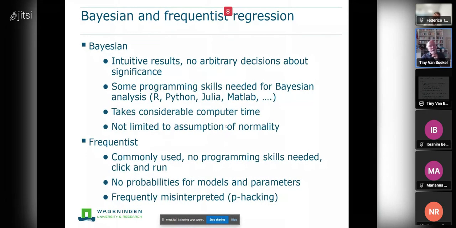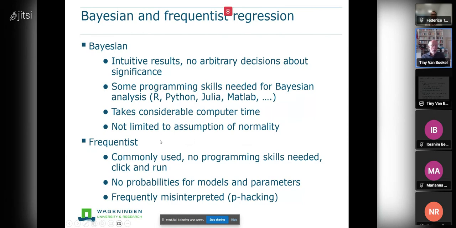I also hope I have convinced you that with Bayesian results, you get intuitive results. There's no need to talk about p-values. You just have to decide for yourself. The disadvantage is that you need some programming skills to get it going, but I hope I showed you also that it's basically very simple. Depending on the complexity of your model, it can take considerable computer time. And just by changing the likelihood function, you can go away from normal distributions. You can also use Poisson or log normal or whatever you think is suitable. That is just by changing the likelihood function without any problem.